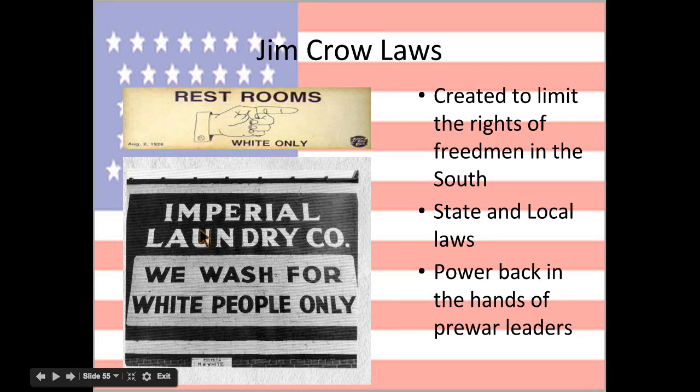Basically, they can only wash clothes for white people. They're not going to wash clothes for African Americans. Just absolutely ridiculous stuff. But you need to know that these Jim Crow laws are going to dominate the South for a long period of time.